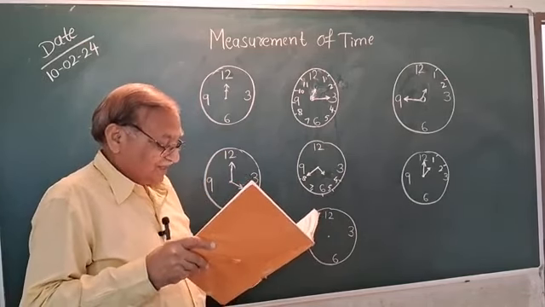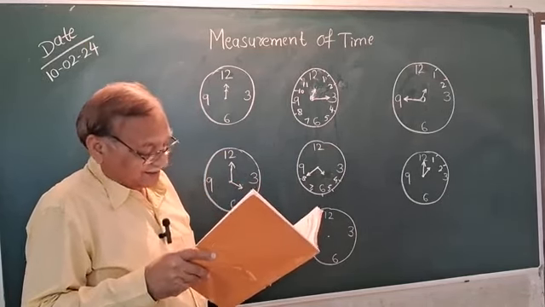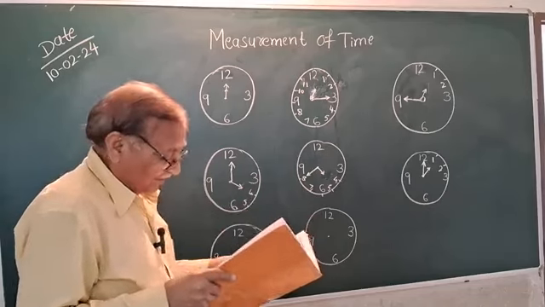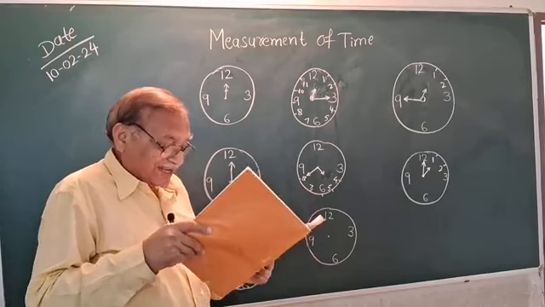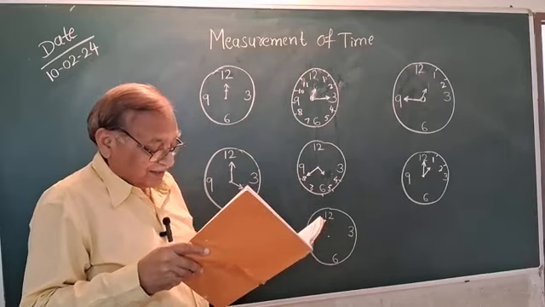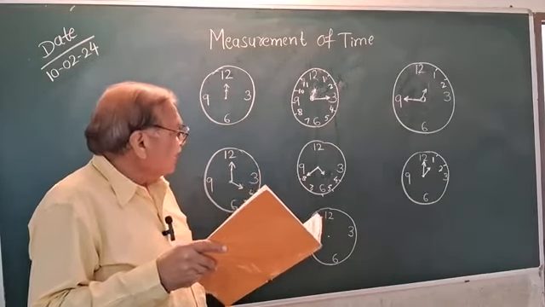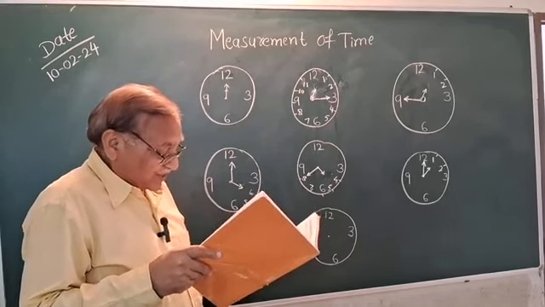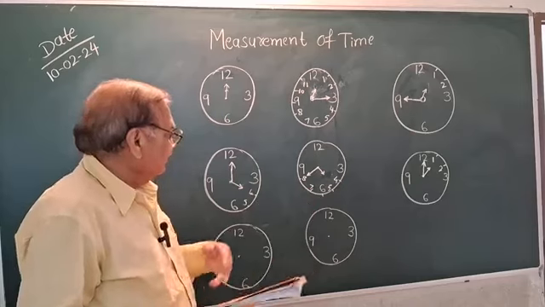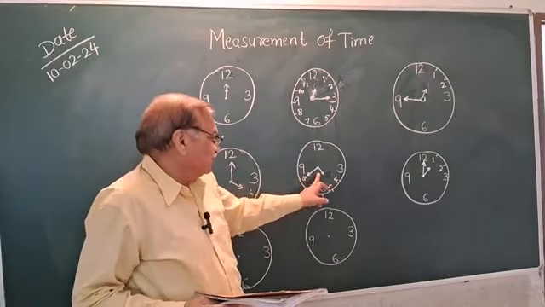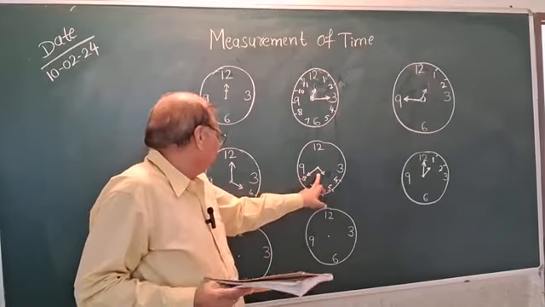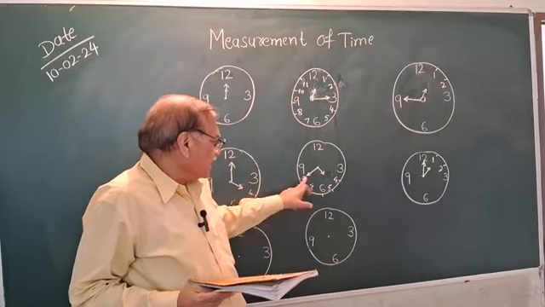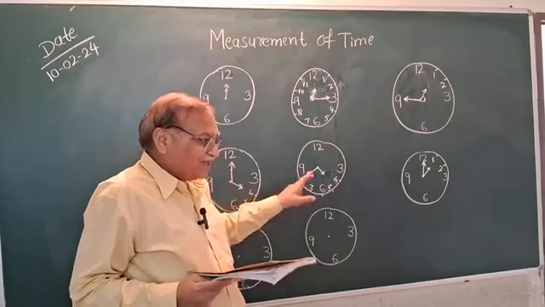Tony, I got it. If the hour hand is between 4 and 5 and the minute hand is on 8, then what will be the time? Who will tell me? See, this is the condition. The bigger hand is on 8. So what are the minutes?